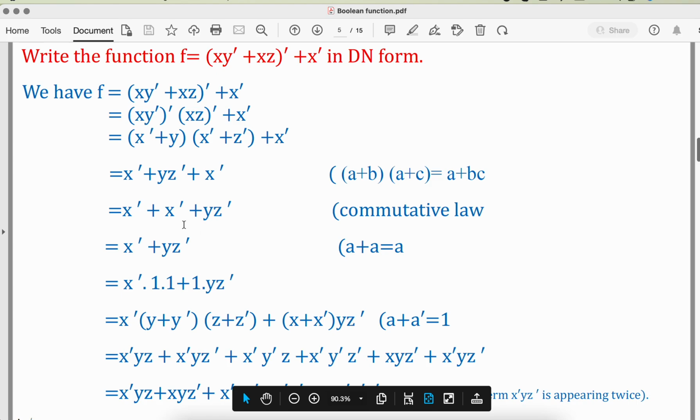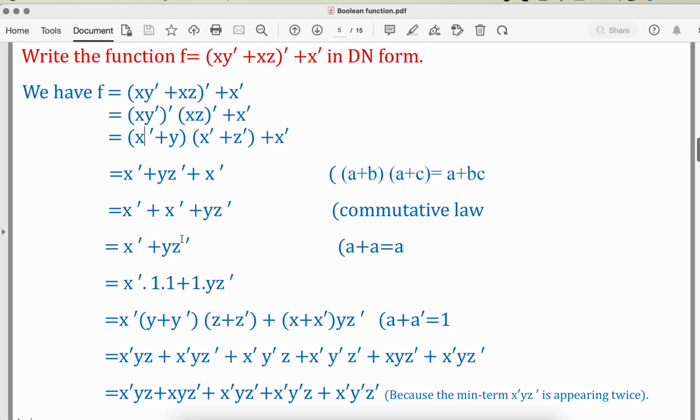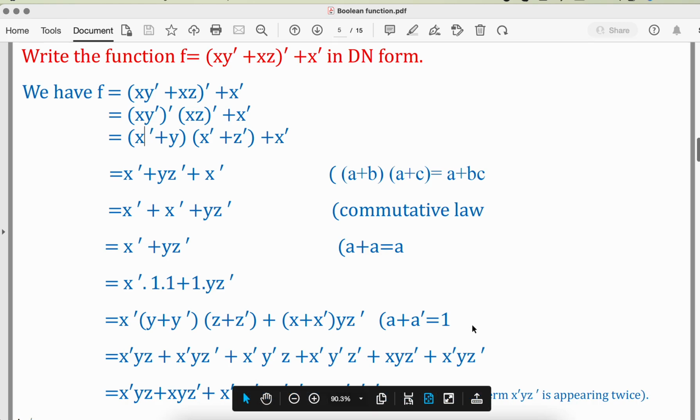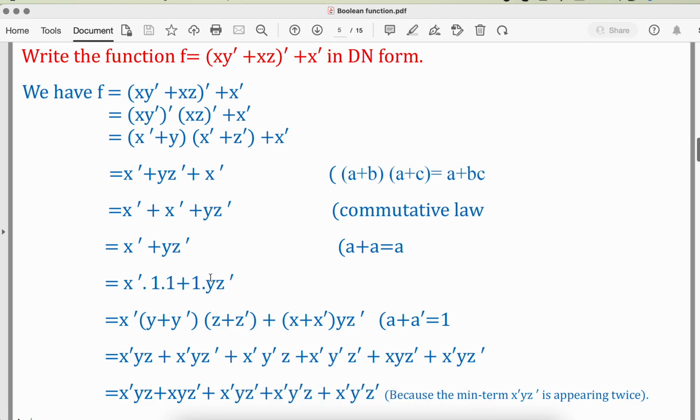Always keep in mind, if any variables are missing, then to convert it into disjunctive normal form, we introduce 1 for the missing term, and then we can use a plus a dash equal to 1. So here y was missing, so I have written y plus y dash. Here z was missing, z plus z dash. Here x is missing, so x plus x dash.